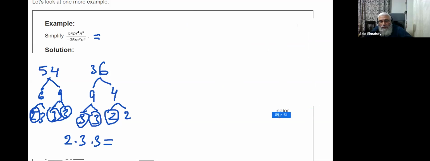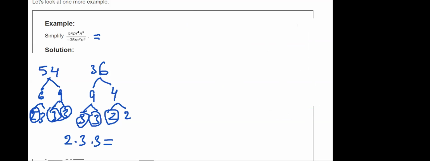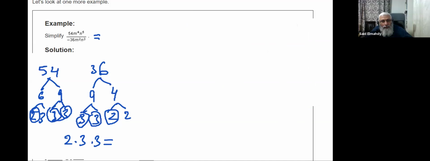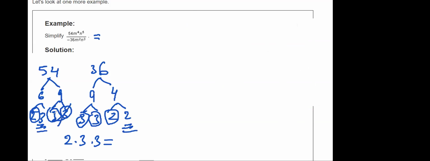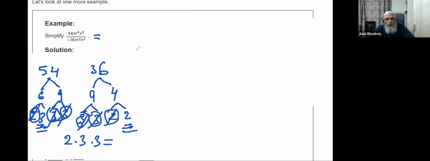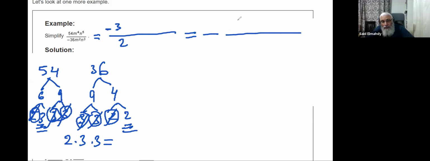Okay? If we divide by 18, we will be left here with 3 and here with 2, correct? If we take 18 here, we are left with 3. If we take 18 here, we're left with 2. So this will be 3 and this will be 2, and we have a negative sign. We can put the negative sign in the numerator or on the line like this. Okay? What about m power 4 divided by m power 2?